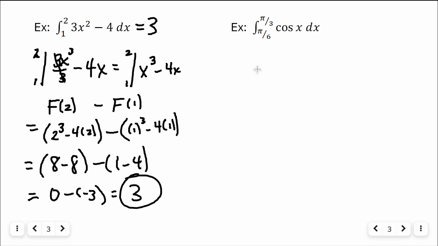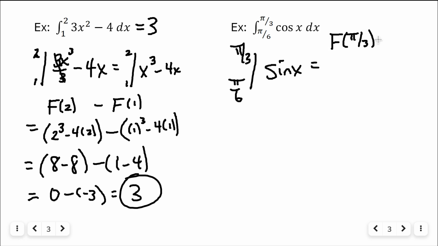All right, let's try another one. We're going to integrate from pi over 6 to pi over 3 of cosine x dx. We just need to integrate cosine and evaluate this from pi over 6 to pi over 3. The integral of cosine x is sine x. So now I'm going to plug in the top bound minus the bottom bound.